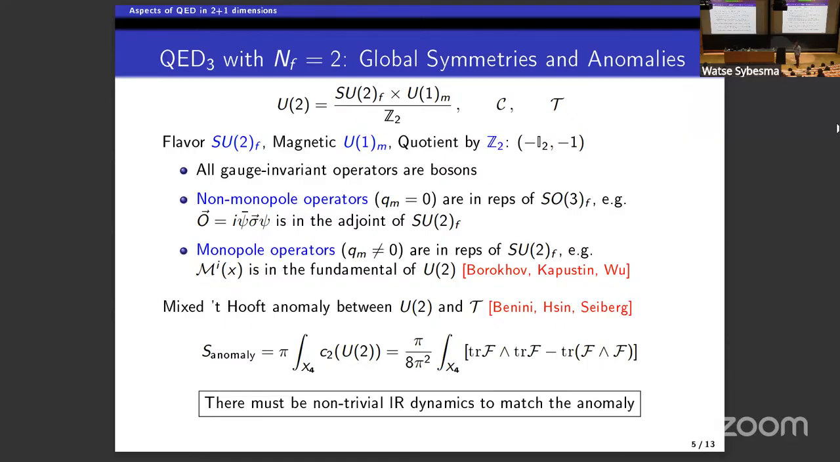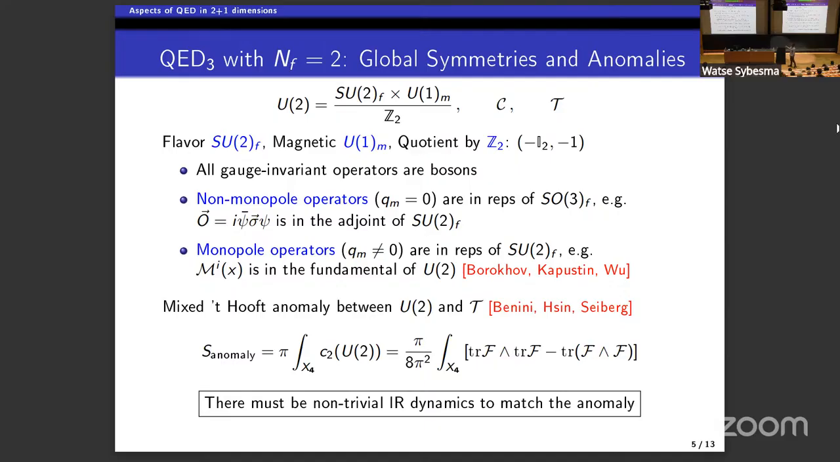Okay, so the first question you have to ask yourself is a kinematic question. What are the symmetries and what are the anomalies of the theory? The symmetry is a U2 global symmetry that is made of an SU2, which rotates the fermions, and the U1 magnetic symmetry, which persists even if you have matter fields. And if you're careful about discrete quotients, actually the true symmetry is not SU2 times U1, but a U2. There is a common Z2 quotient. And then you have charge conjugation and time reversal. The important thing about this theory is that, first of all, gauge invariant operators are bosons, so there are no fermions in this theory.